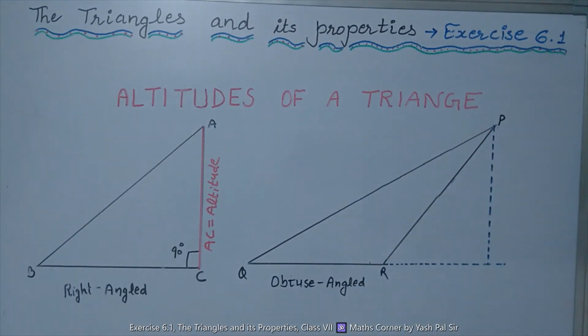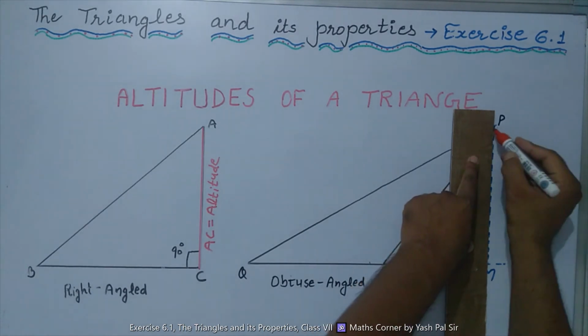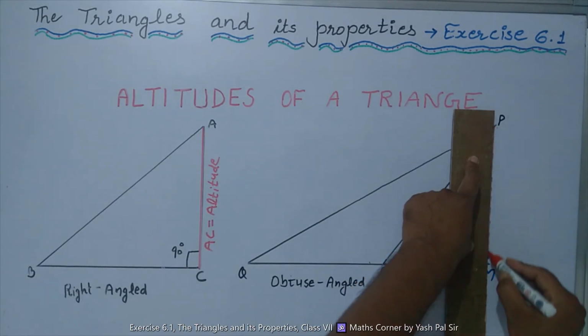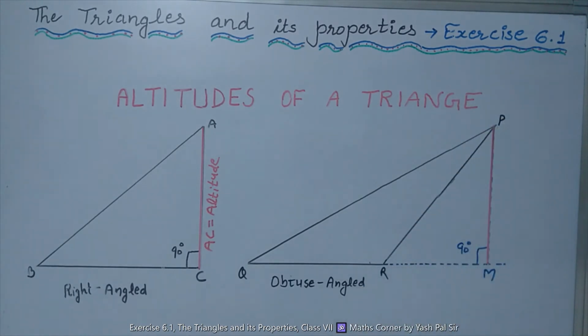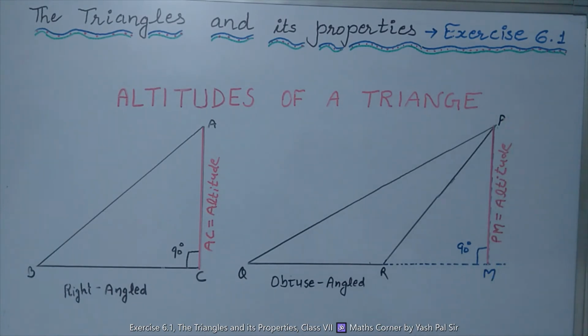So what is here now? This angle is 90-degree. Okay, PQR, suppose this is M. Now what is the altitude? Here this PM is called the altitude. So I am darkening this side, right. So the PM side is called the altitude of the triangle.